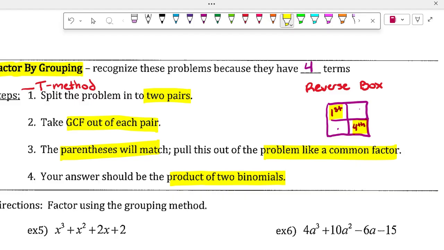Then what you do is you take the GCF of each row and the GCF of each column. And it will actually give you the factors at the end. I'm going to show you guys both ways, and you can decide which one you like better, just to give you options.